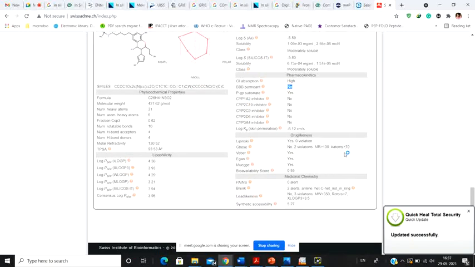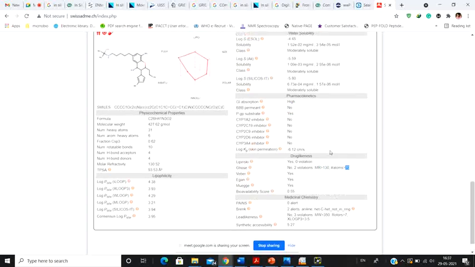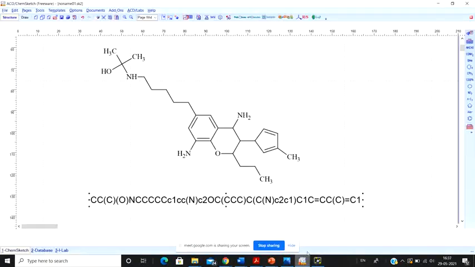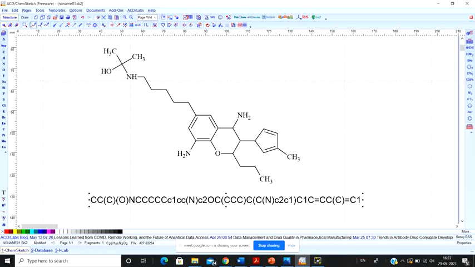So does it obey Lipinski? It says yes, it obeys Lipinski. But does it obey Ghose's rule? It says no. There are 2 violations. What are the violations? The molar refractivity is more than 130, whereas the number of atoms is also more than 70. Yes, it's the most. So now you need to optimize the molecule. Now you need to reduce the number of atoms.